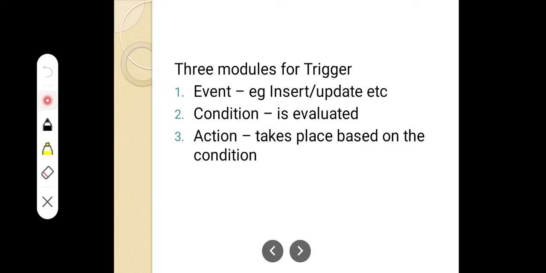Okay, if we have inserted or updated the salary of the employee, if that has happened, what action is to be performed? That is, we have to eliminate that row. That is the action. So action is something that takes place based on the condition. If the condition evaluates to true, we have to perform the action on that particular table. Okay.